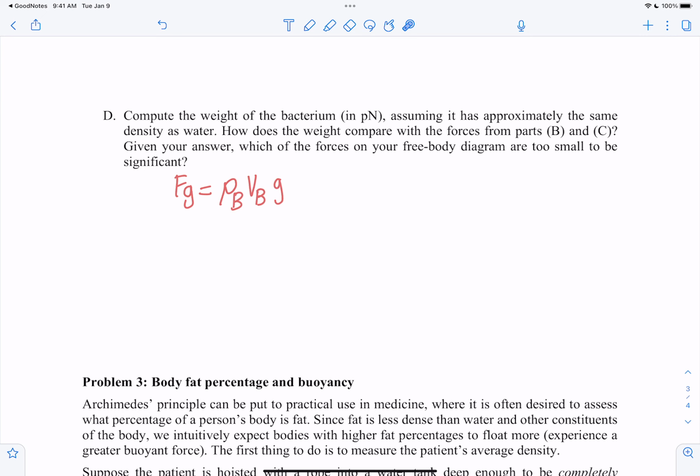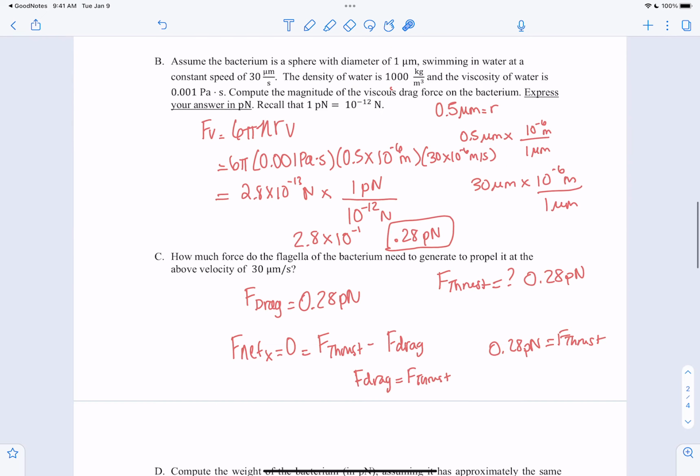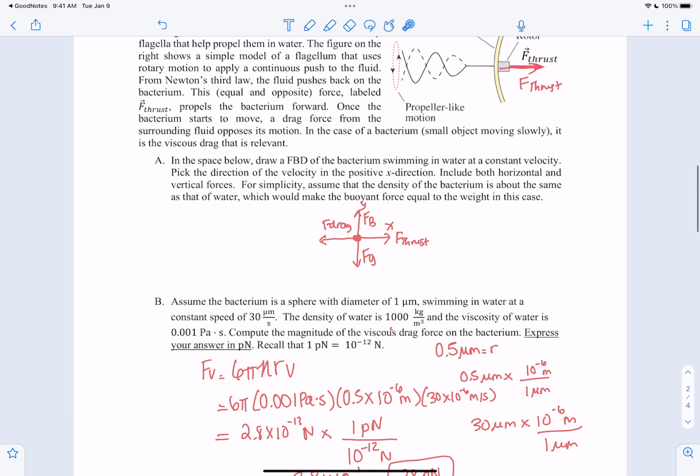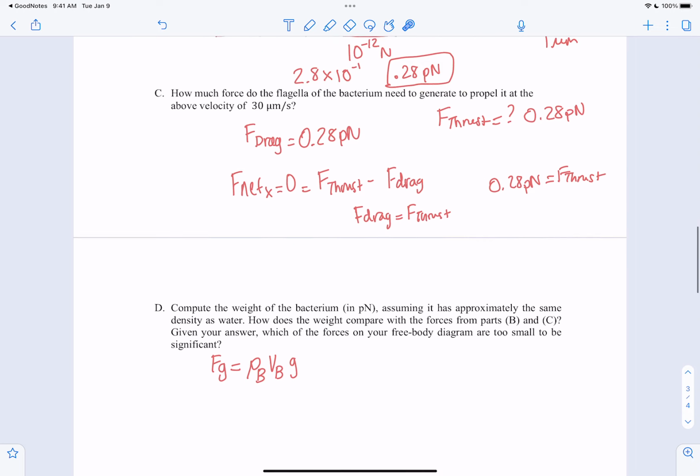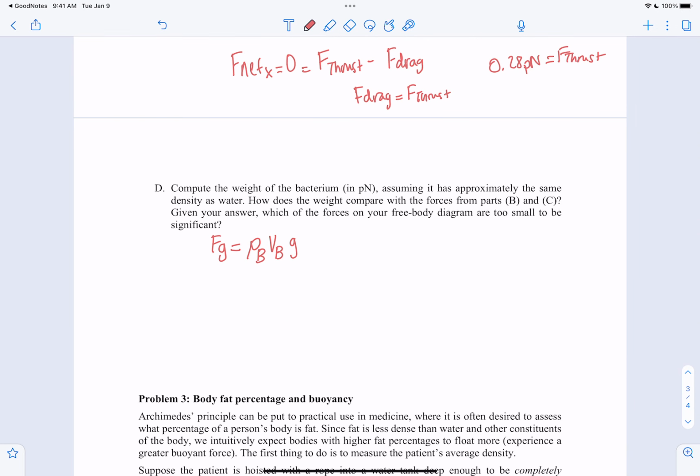Well, we're already assuming the density. They said it here in the problem somewhere. Assume that the density of the bacterium is about the same as that of water. So your density here, your rho, should be 1,000 kilograms per meter cubed. Your volume, you can figure that out in a second, but our gravity is 10 meters per second squared as usual.